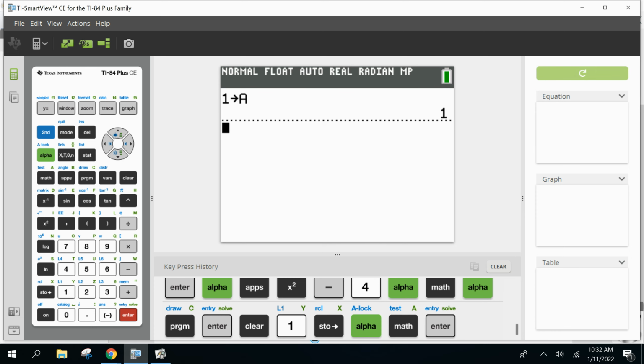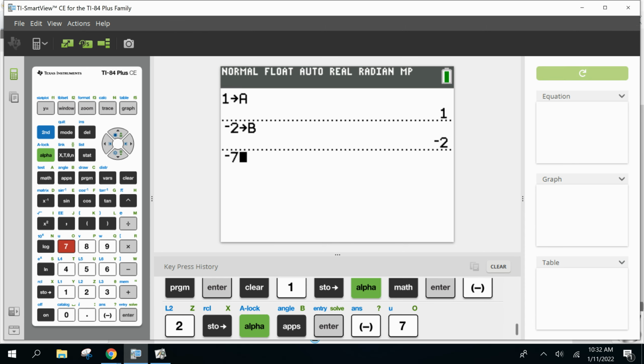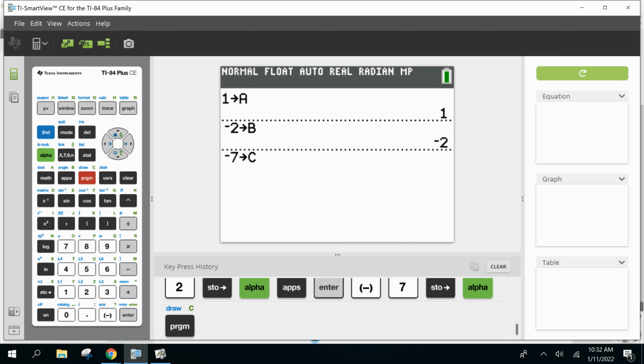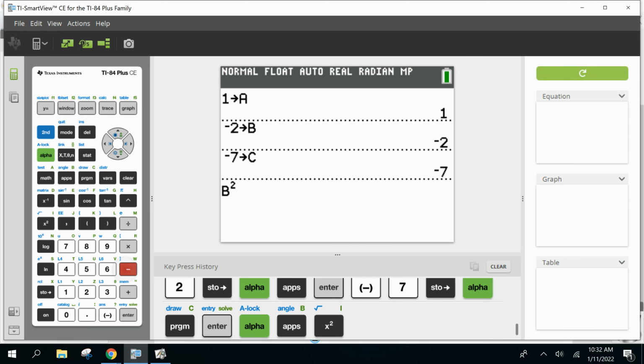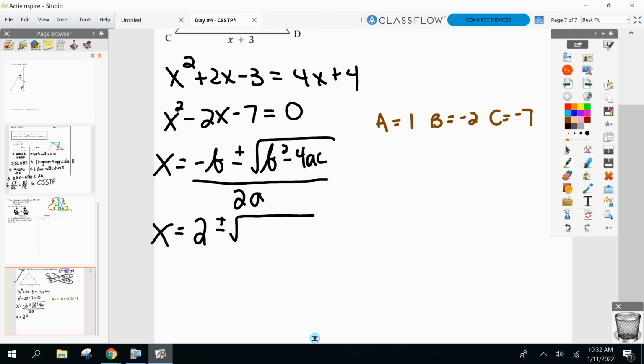What was my b value? Negative 2. Store it in for b. And my c value? Negative 7, stored in for C. And now we ask the calculator to do what? B squared minus 4AC. 32. So we should all be getting the number 32 underneath the radical.